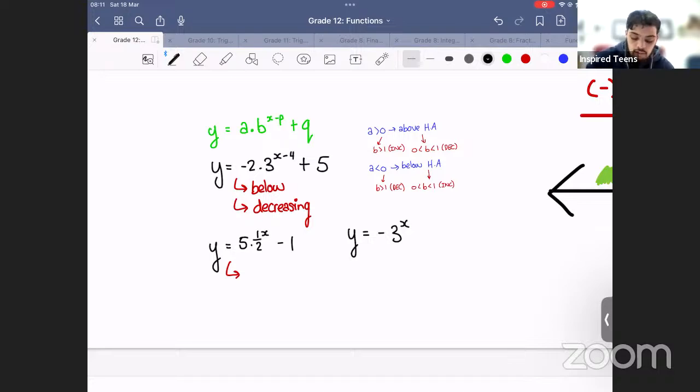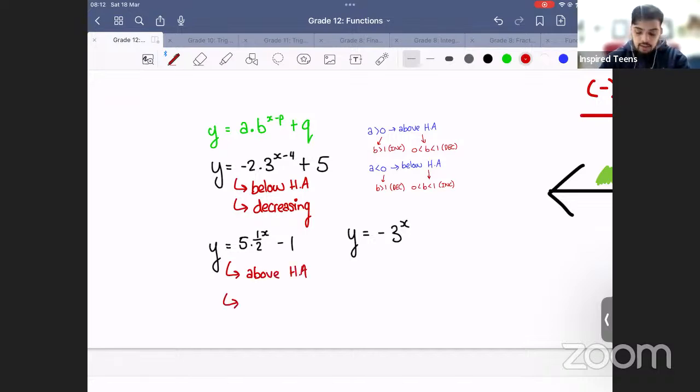Now y is equal to 5 times 12 to the power of x minus 1. Is this above or below the horizontal asymptote? Please, horizontal asymptote, not x-axis. Correct, this is indeed above the horizontal asymptote. Very good.